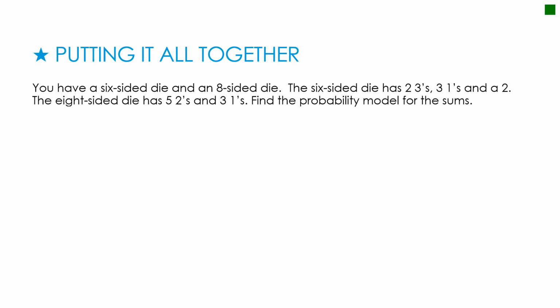So the first thing I want to do is, again, maybe make a tree diagram, because on my first event, which is rolling the 6-sided die, I'm going to either get a 3 or a 1 or a 2, and those probabilities are all different because there's 2 3s, so that's 2 out of 6, there's 3 1s, so that's 3 out of 6, and there's 1 2, which is 1 out of 6.